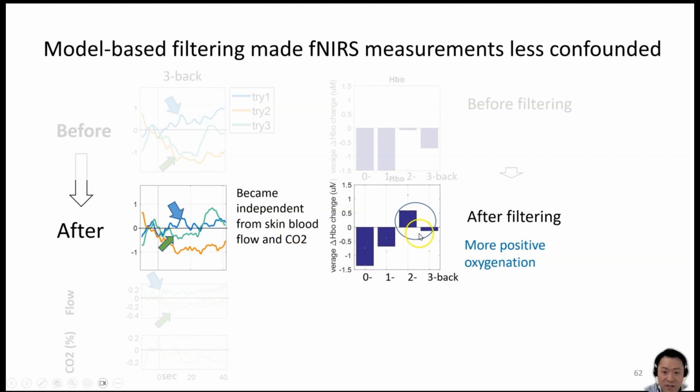This is also seen in the summary plot, where the filtering improved the trend so that it showed a nicer increase towards the difficult task. So we think this model-based filtering worked pretty well.